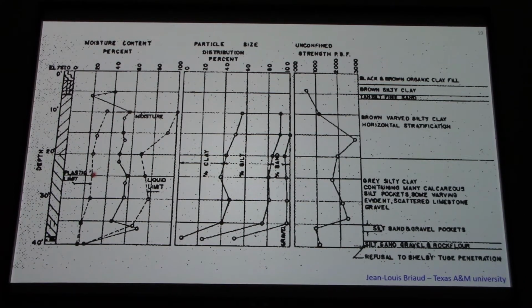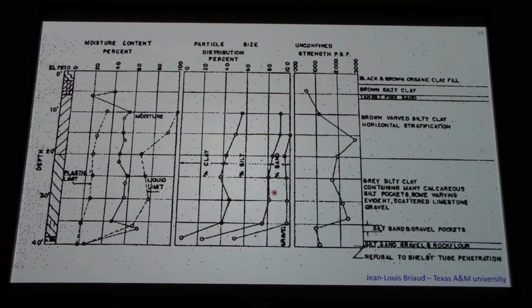We will talk soon about the Atterberg limits. You have plastic limit here, liquid limit. Here's the moisture content that I showed you. And then here is the particle size distribution in percent. That's what we've been talking about, the grain size analysis. And this was done from a sample at 10-foot depth, 15, 20, and so on. And you can see here the percent clay is about 40%. The percent silt is another 40%, with about 15% of sand and 5% of gravel.